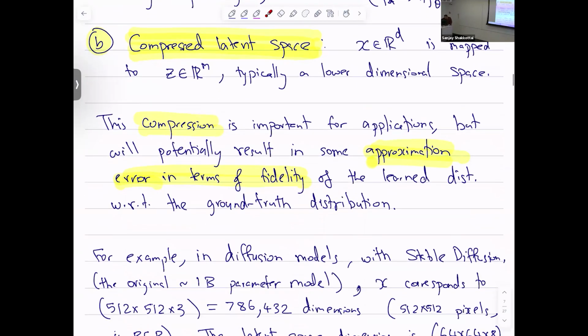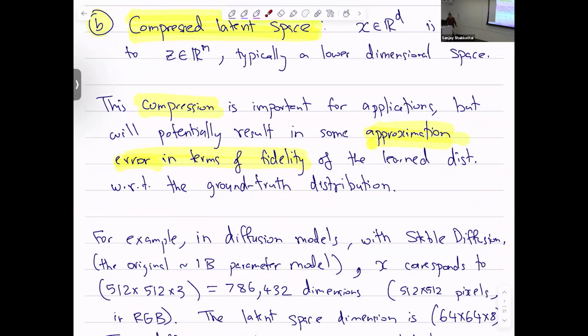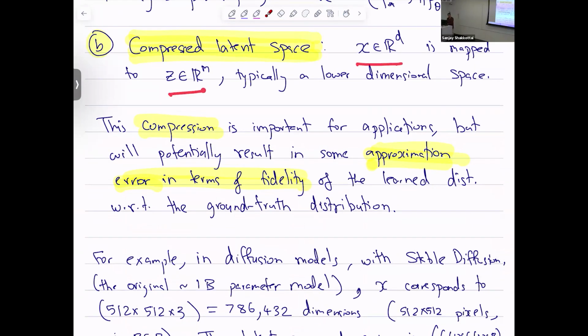Okay, this is one side of the thing. The other is the compression. So you want to transform X to a much lower dimensional space, and sample from that lower dimensional space, the Z for the decoder. Of course, through this process, you may lose some fidelity. That's the other side of this game.